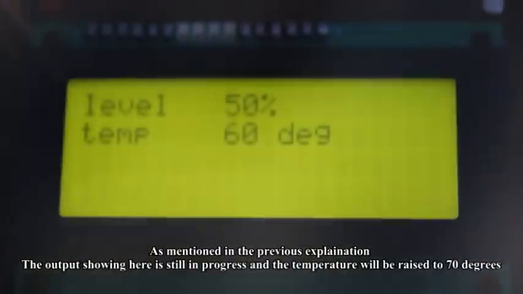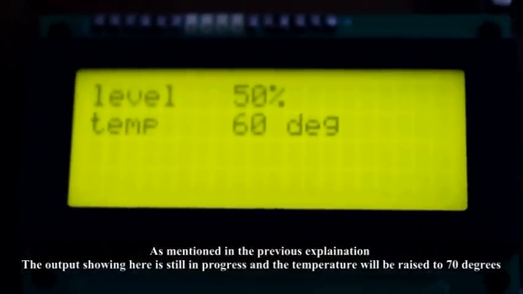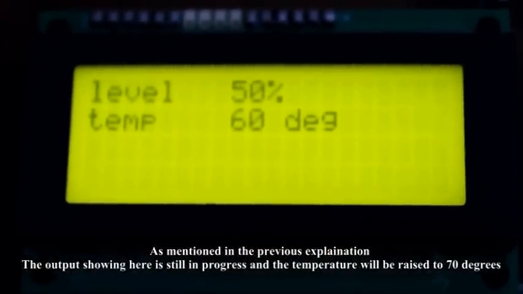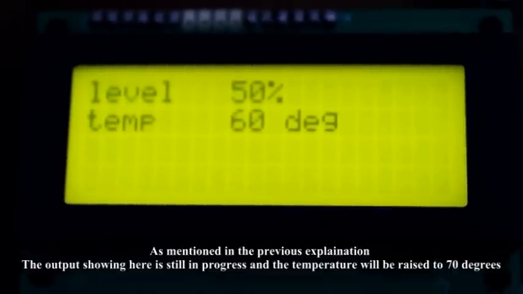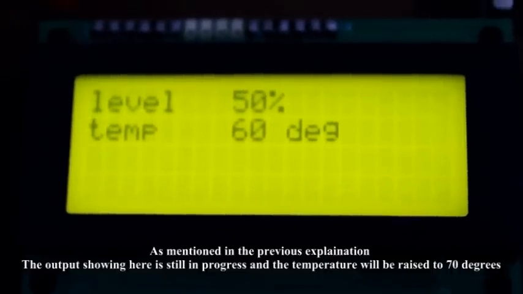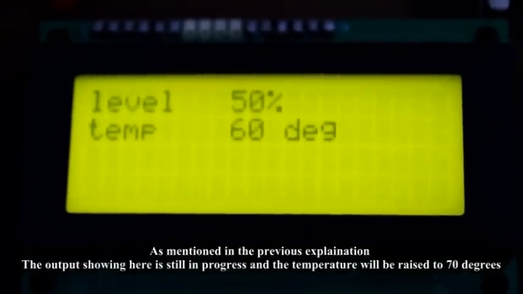Side view of the prototype of the geyser. The temperature of the water before heating was 18 degrees, and after waiting a sufficient time period, it has now risen to 60 degrees with the level of 50% chosen by the user. After waiting a sufficient time period, the level and temperature chosen by the user have been reached: level 50% and temperature 60 degrees. It can be seen on the LCD.